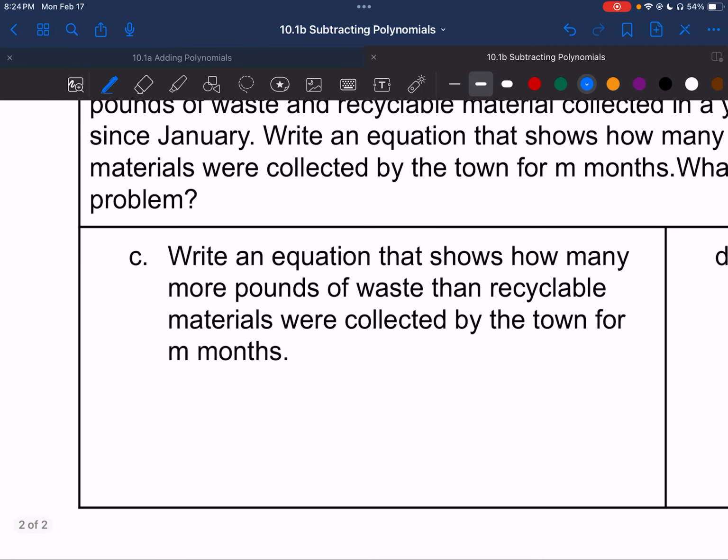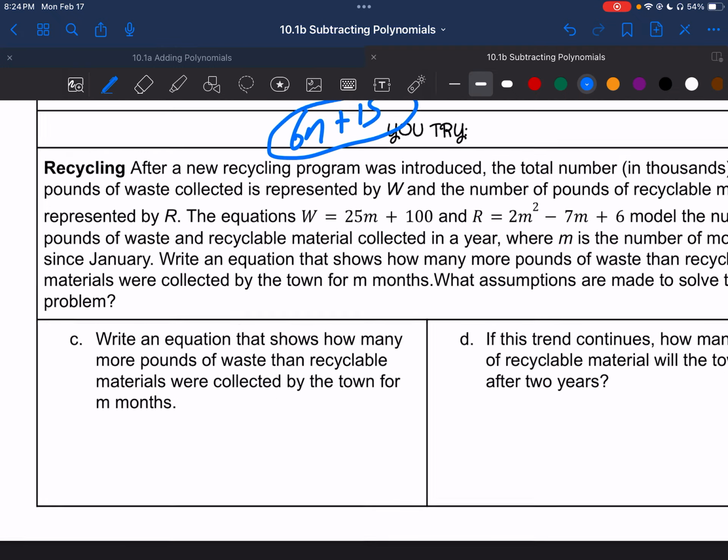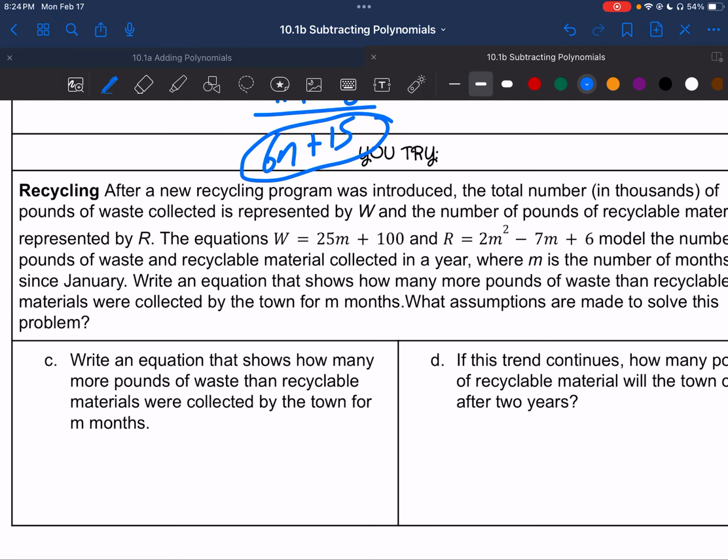So what are the assumptions being made about this problem? The assumptions are that the rate stays the same. Right? Your assumption is that the rate stays the same, that there are no changes in the patterns of the consumers that are creating these wastes.